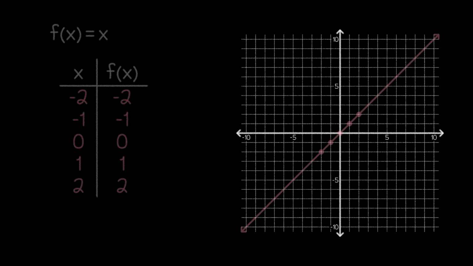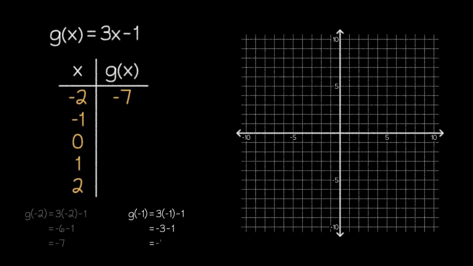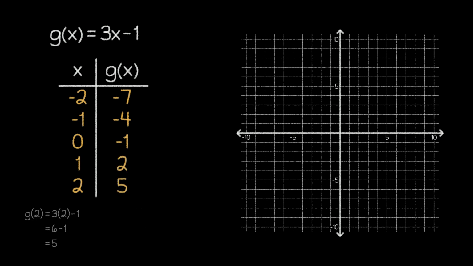Now let's repeat those steps for a slightly more complex function. Suppose g of x is equal to 3x minus 1. For our inputs, we are once again going to use the integers from -2 to 2. But this time, the process of finding our outputs will be a bit more complicated. So let's take a moment to show the calculation needed to find each output value. Once we have our output values, though, the graphing process is the same. We plot each point from our table, confirm that the points fall in a straight line, and draw the line that connects the points.